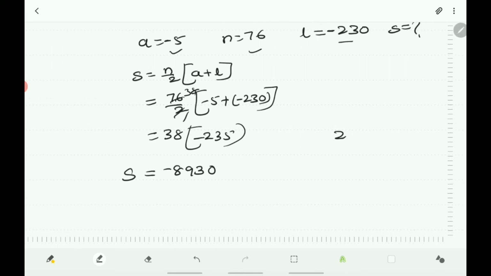You multiply 235 into 38. You will get this value.